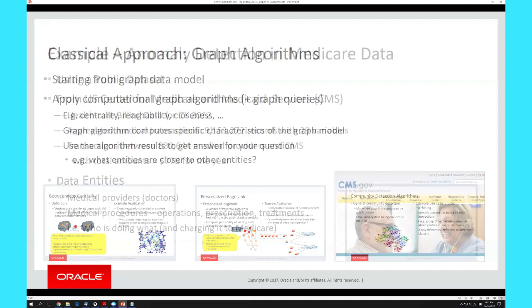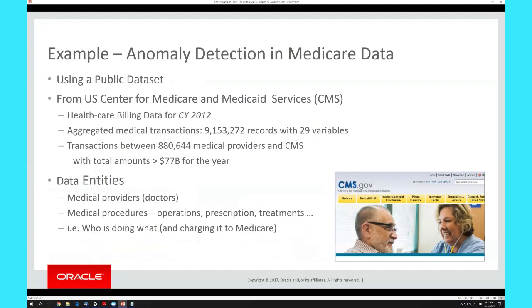So let me start with an example. This is an example that we showed at Oracle Analytics 2 months ago. In this example, what we are going to do is detect anomalous cases in a public data set, Medicare data.